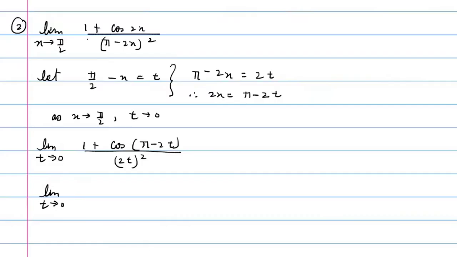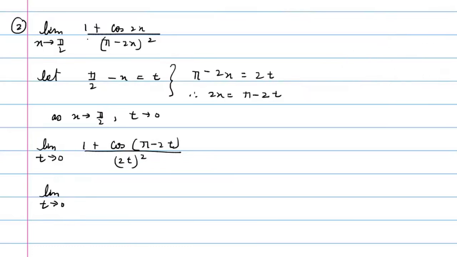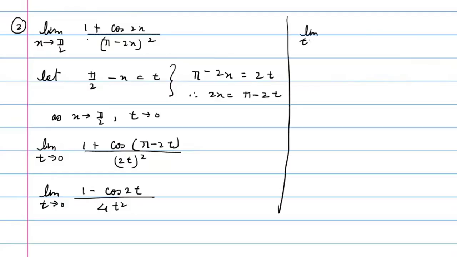So 1 plus cos of pi minus theta, going by this, brings me to the second quadrant, because cos is negative in the second quadrant. So this is equal to 1 minus cos 2t, sorry, and this is 4t squared. 1 minus cos is 2 sine square of the half angle, so that is 2 sine square t. This is 4t squared. We can take this half, 2 ones are, 2 twos are.